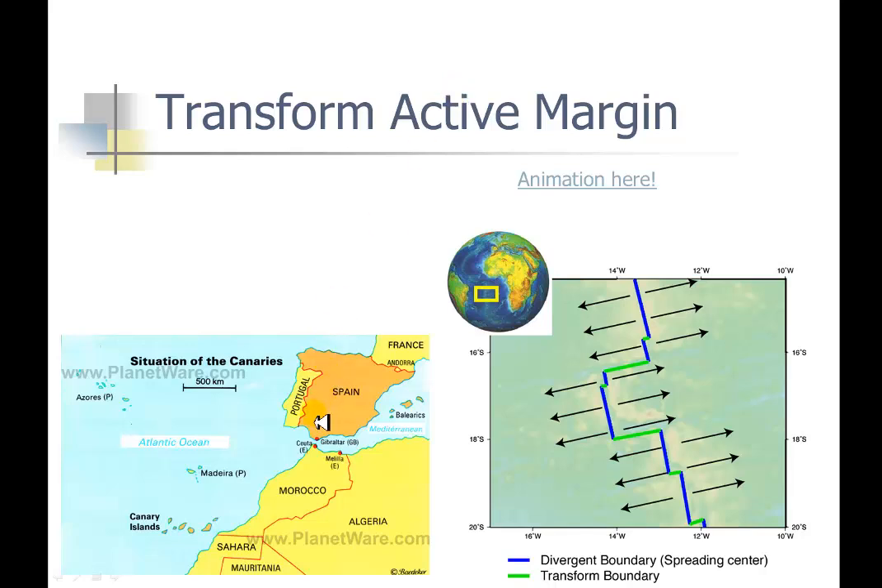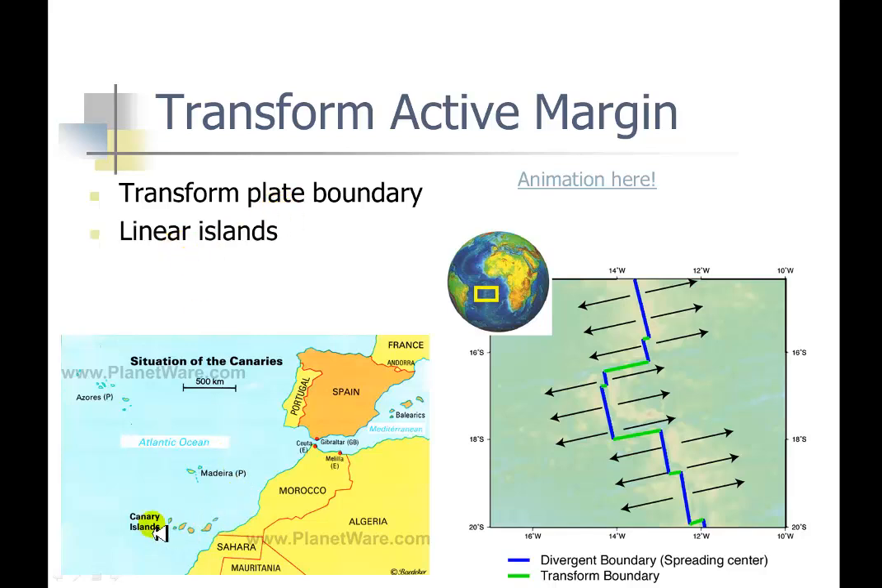Transform active margins. This is actually a divergent area, and we do get transform faults. Divergence when they move away from each other in opposite directions, transform when they actually move opposite directions side by side, and we get the fracture zones, which we learned about in plate tectonics. An example of that is right here for the Canary Islands. So transform plate boundaries, they usually make either linear islands or they make banks, areas that are still below sea level, but cause shallow water, and fishermen will look for that.